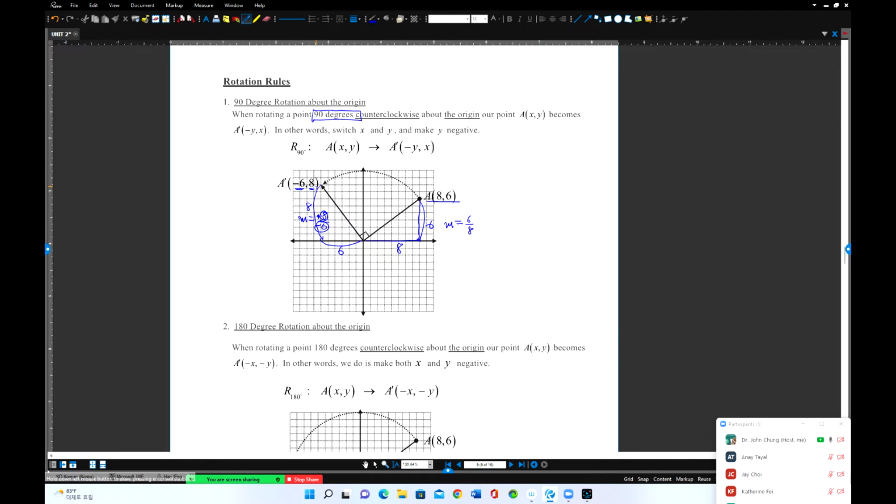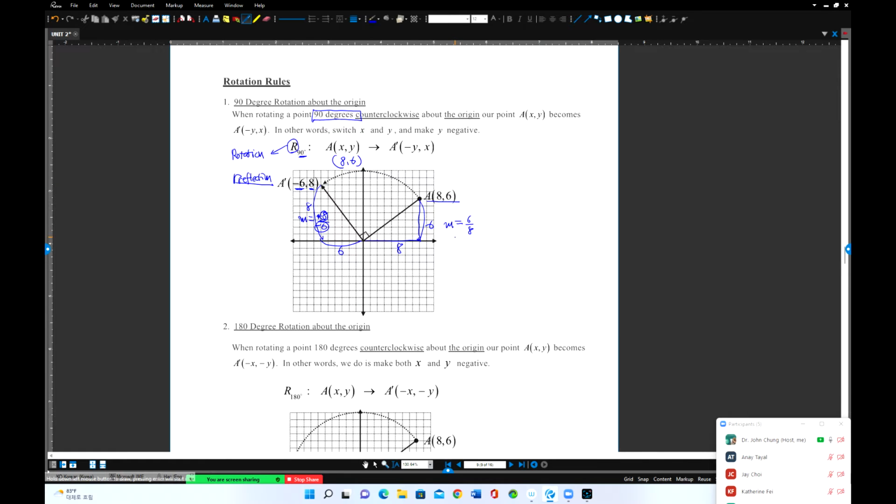What happened between these two coordinates? If this is 8 and 6, when you make a right 90-degree rotation, you have to use capital R. Capital R is a rotation. Lowercase r is reflection. There are line reflections and point reflections. They are different. That's our rule.